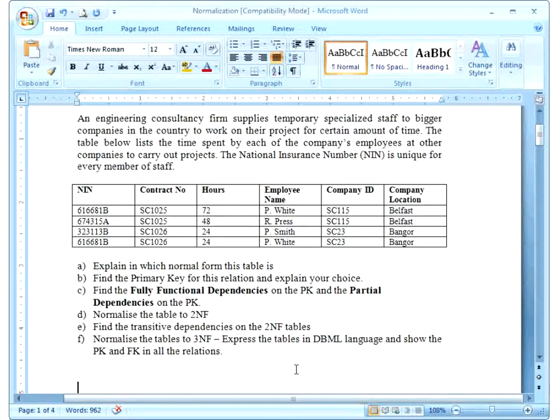Try to find what the primary key of this table is, and see which of the non-key attributes are depending on the primary key. Either they are fully depending on the primary key, in which case it is full functional dependency, or if they are partially depending, it is partial dependency. Then try to normalize it into second normal form. If you can do it up till part E, it will be enough for me.